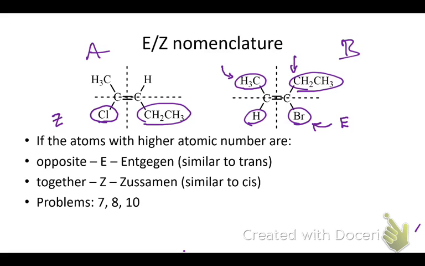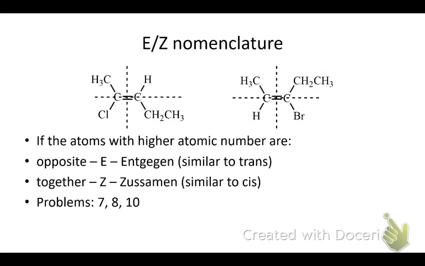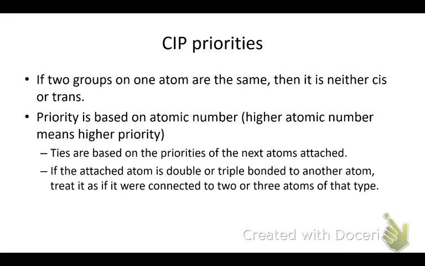All right. Now we'll practice some nomenclature. And I'll tell you what this rule about the atomic numbers is called: CIP notation or designation. It's the first letters of three different guys' last names, Cahn, Ingold, and Prelog, and nobody remembers them, but they remember CIP. If two groups on one atom are the same, like two hydrogens, then it's neither cis nor trans. But priority is based on atomic number. Now, what if the atomic number is the same? Like it's two carbons. You see this a lot, right?